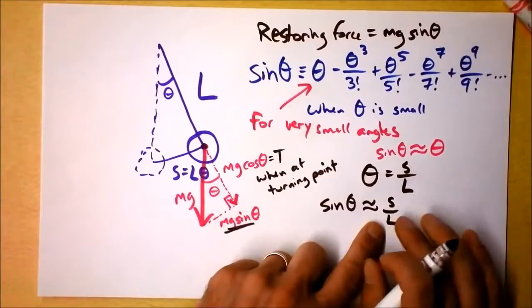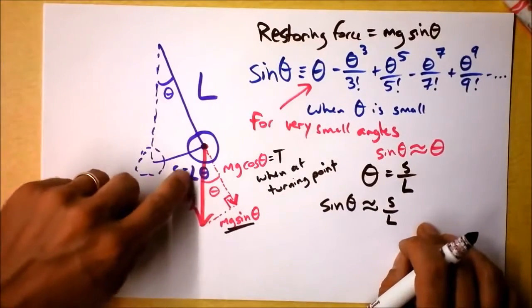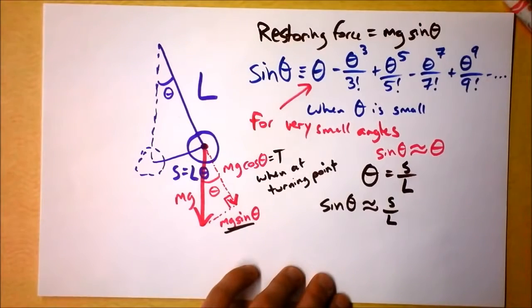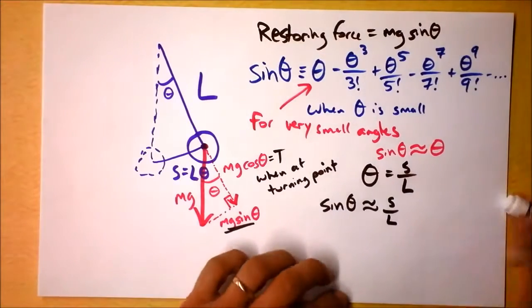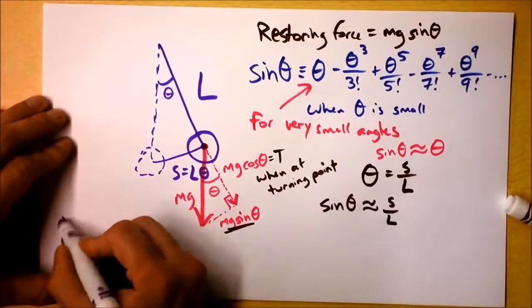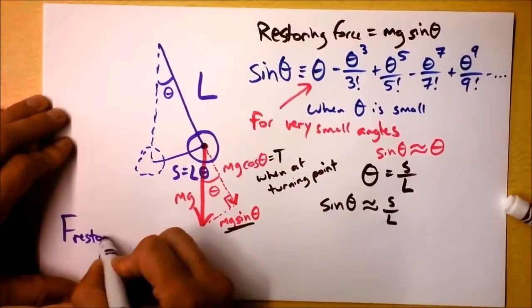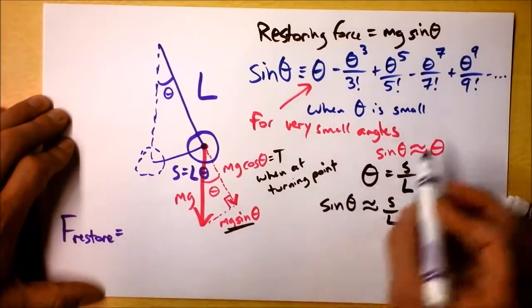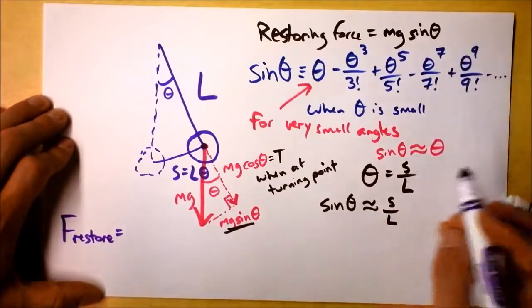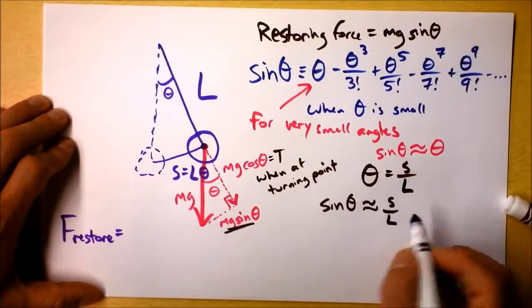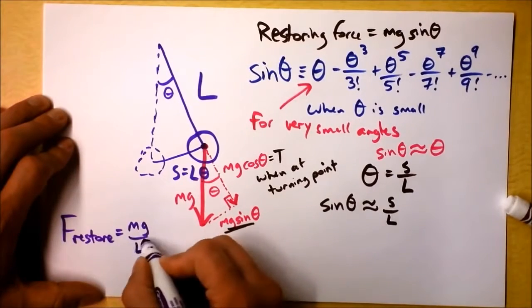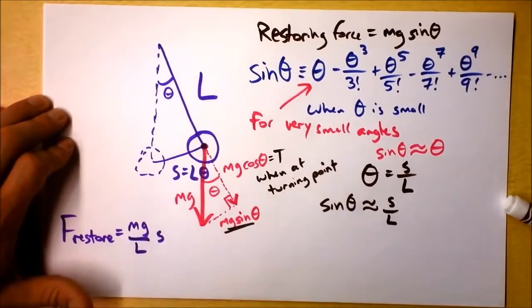Now this is cool, it's unitless, right? The arc length divided by the length of our pendulum string, and then we can write the restoring force again. So I think I'll go purple for this. F restore, in this case, well, we said that the restoring force is m times g times sine of theta. But now we're saying sine of theta is S over L. So I'm going to write it as m times g divided by L times S.